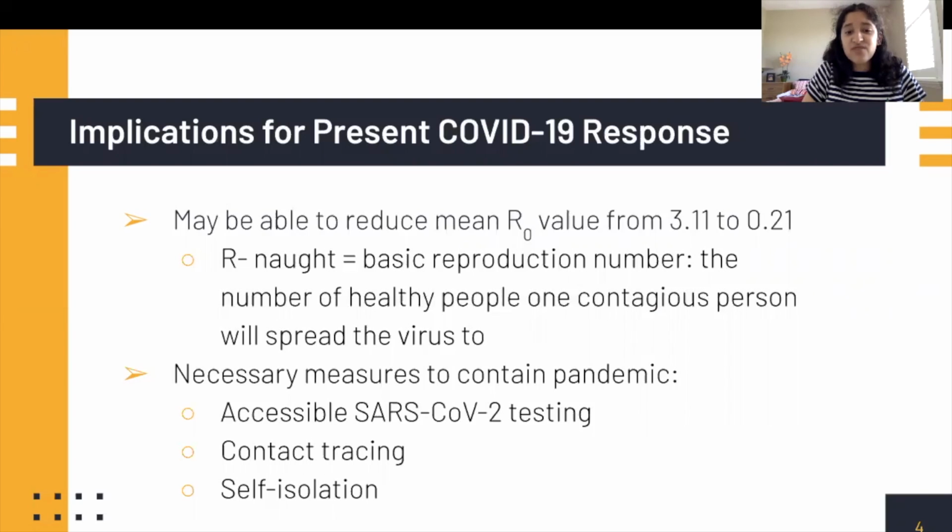In fact, a recently published paper reported that contact tracing may reduce the R0 value, or the number of healthy people one contagious person will spread the virus to, from 3.11 to 0.21, enabling us to curb its spread. From past pandemics and the current one, we can conclude that easily accessible SARS-CoV-2 testing, contact tracing, and self-isolation are necessary to contain the current pandemic.